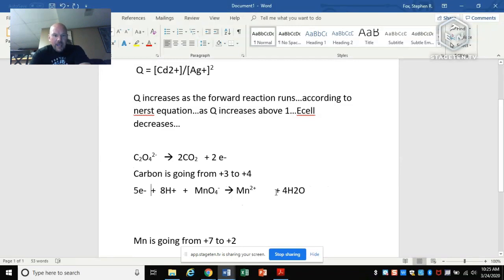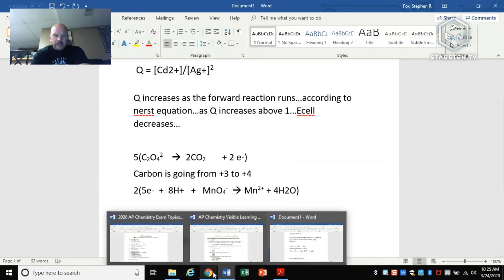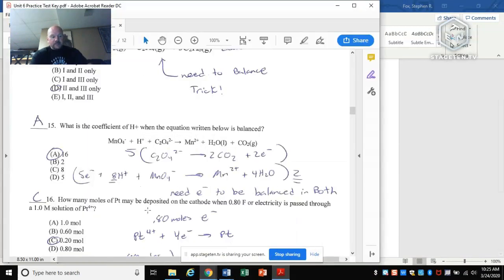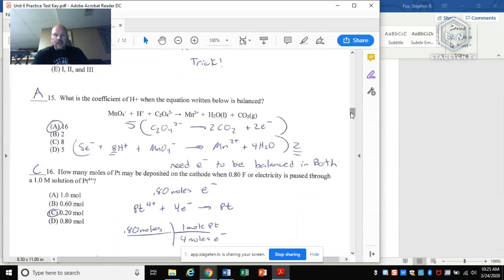And so again, this half reaction is balanced. This half reaction is balanced. But for these two reactions to combine, electrons have to cancel. So that's why I have to multiply this reaction by 5, right? And I have to multiply this reaction by 2. So when I do that, the electrons will cancel, but I'll end up with 2 times 8 H pluses, not 8. So 16 H pluses, not 8. Okay. So hopefully that helped you there.